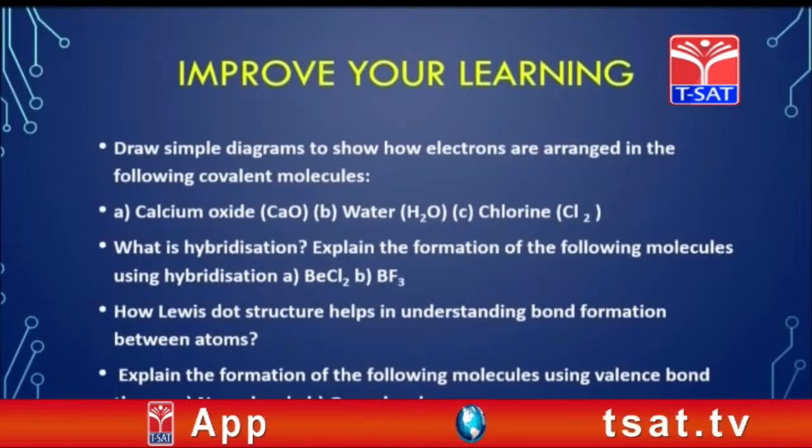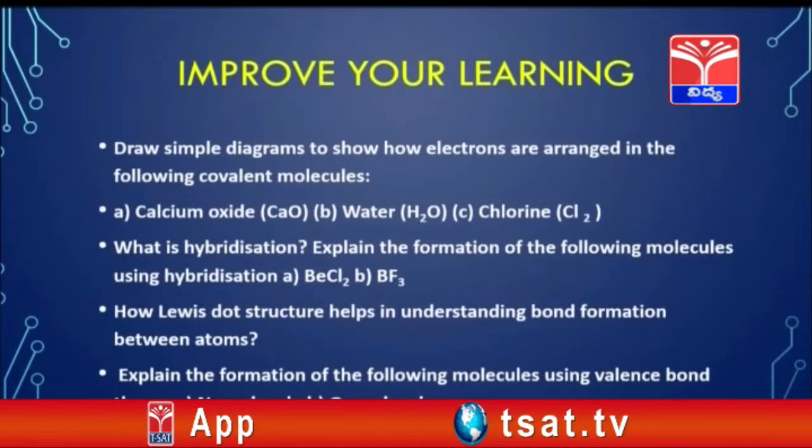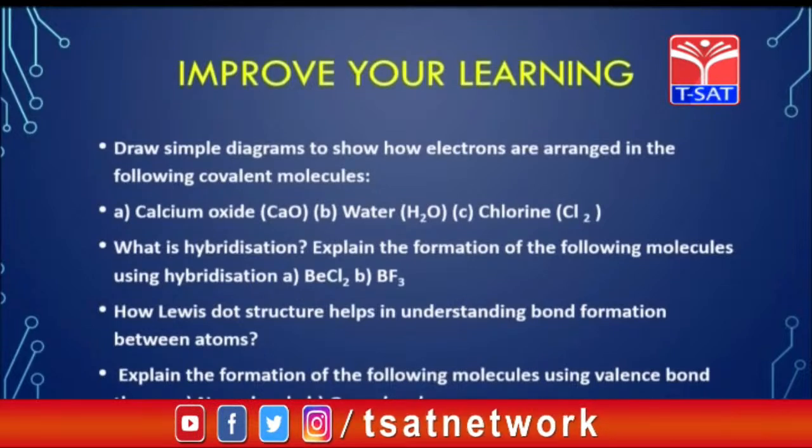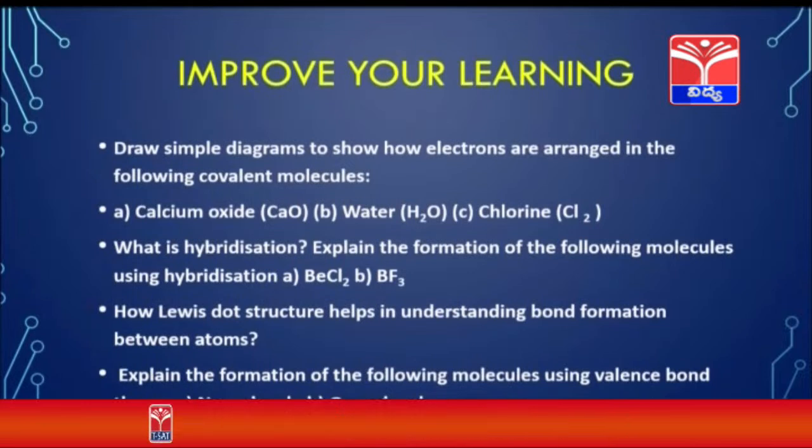Please answer these questions, children. Draw simple diagrams to show how electrons are arranged in the following covalent molecules: calcium oxide, water and chlorine. What is hybridization, children? Explain the formation of the following molecules, BeCl2 and BF3. How do Lewis dot structures help in understanding the bond formation between the atoms? And explain nitrogen molecule formation and oxygen molecule formation by using valence bond theory.